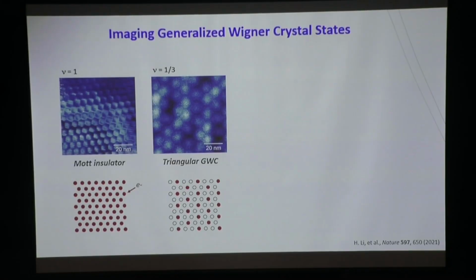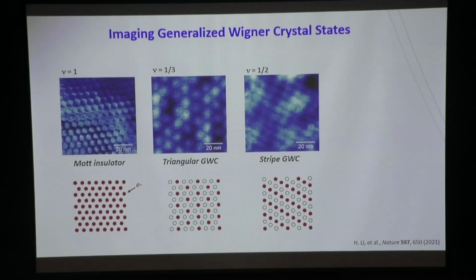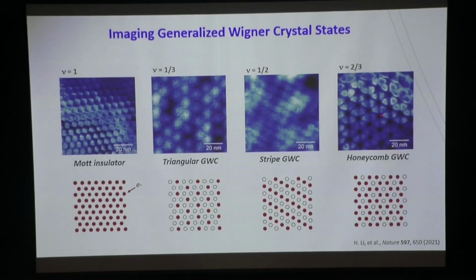So then we just have to tune the knob on the power supply to put a different number of electrons in there. And then the electrons rearrange themselves into a stripe pattern. This is nu equals 1/2, 1 electron for every 2 moiré unit cells. And you can see the stripes. And for nu equals 2/3, you can see the honeycomb pattern. So these are the patterns that are predicted to minimize Coulomb repulsion on a triangular lattice. But I want you to notice that the spatial resolution is not so great because the electrons are buried. They're underneath. So that's what we did a while ago.